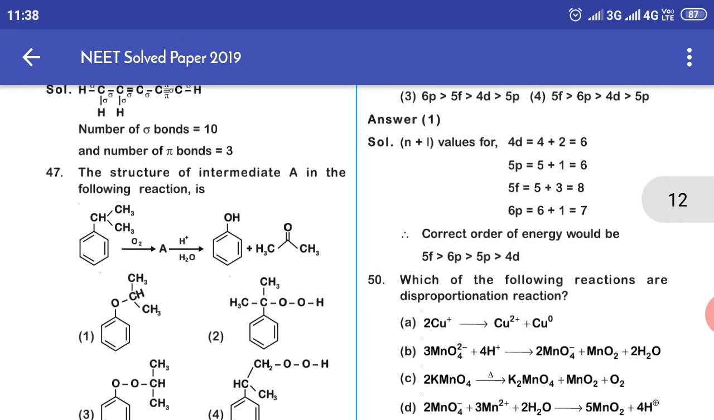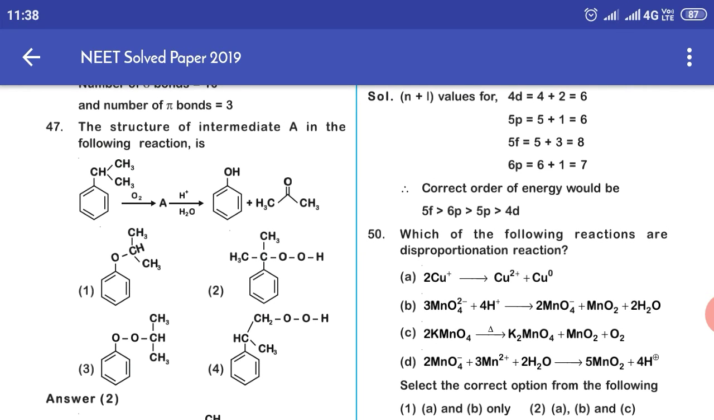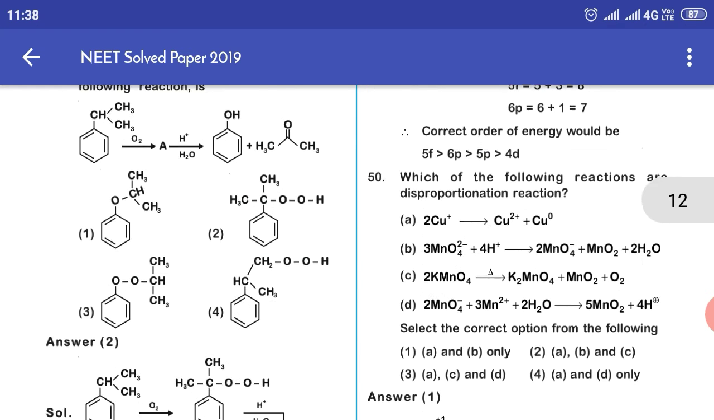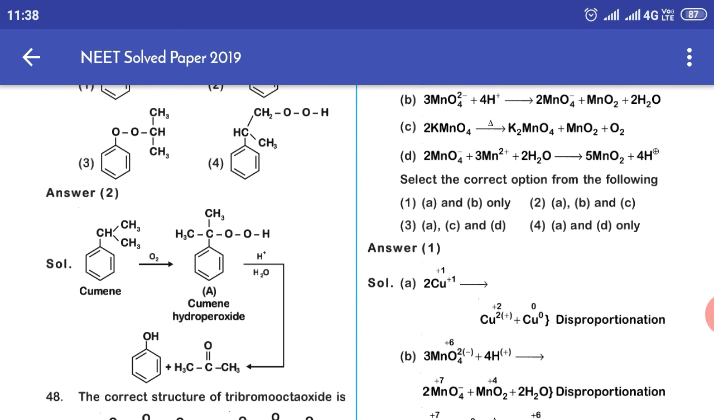Next, move to question number 47. The structure of intermediate A in the following reaction. This reaction is the preparation of phenol from isopropyl benzene, and this is the structure of isopropyl benzene. It first reacts with O2 to give A, which on hydrolysis gives phenol and acetone. The question is to name the intermediate A. 4 options are there, and the answer is on your screen.